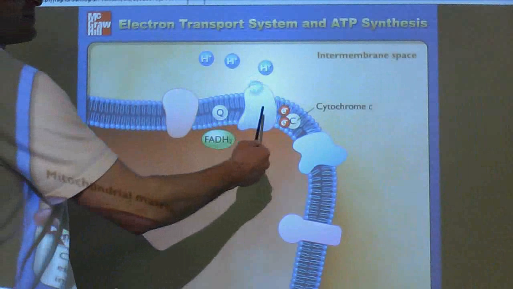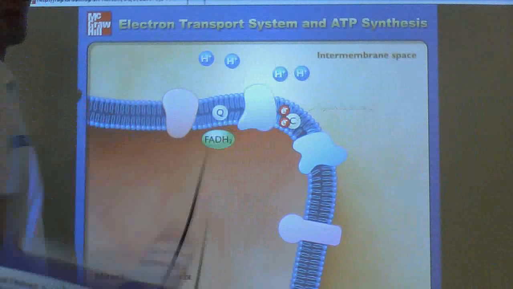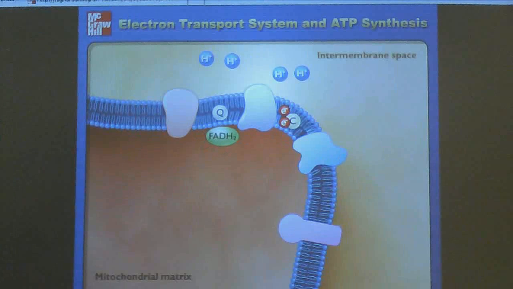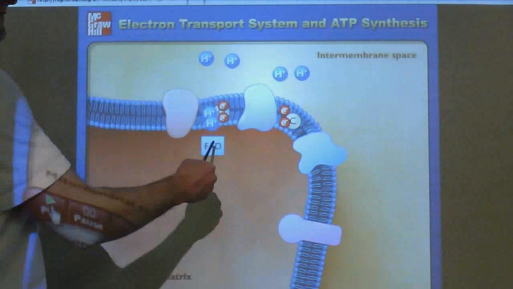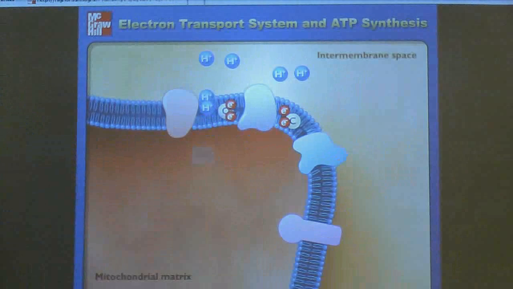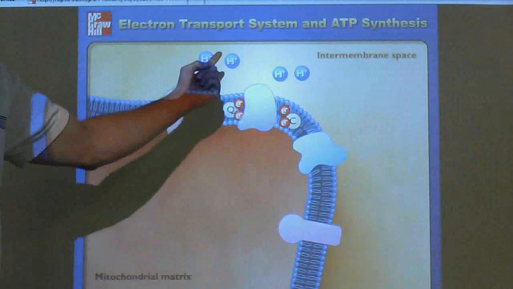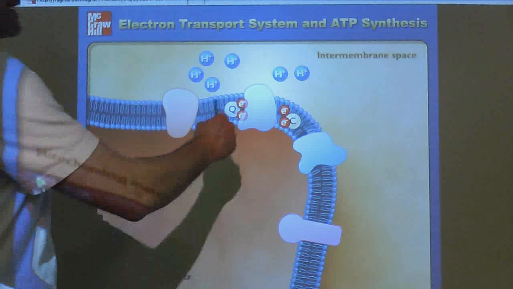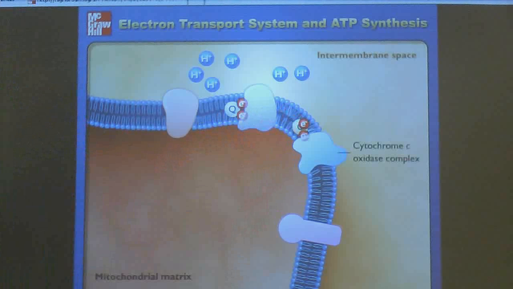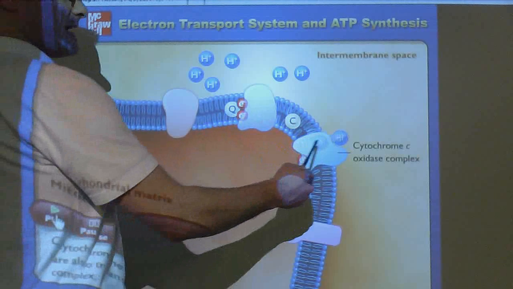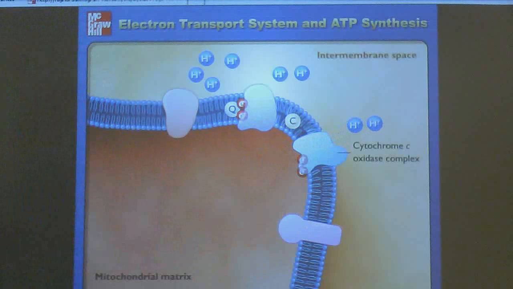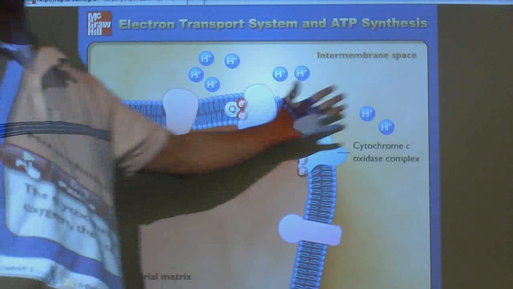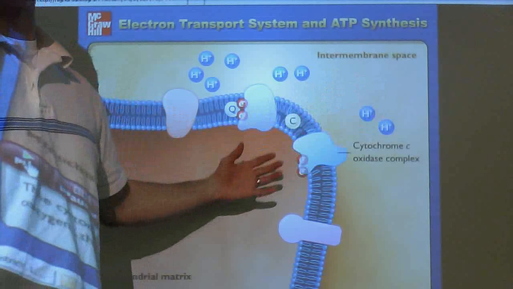Electrons get passed from protein to protein. It causes protons to be pumped into the intermembrane space. FADH2 is going to donate some more electrons, more hydrogens being pumped, as the electrons pass from protein to protein. We don't care about the names of these proteins. Again, just keep in mind what is happening. The energy from those electrons is drawing hydrogens into the intermembrane space from the matrix.